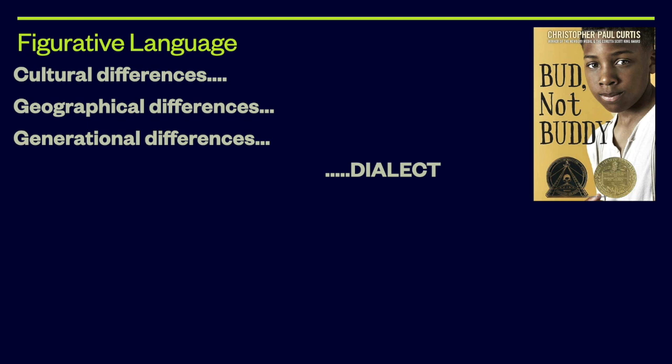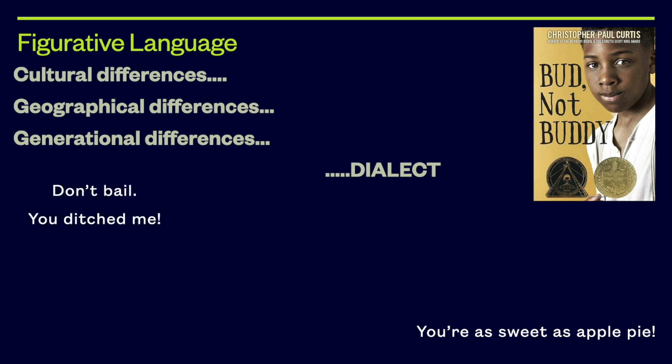And then maybe you can kind of just start paying attention to, if this person talks like this, where are they from? If this person talks like this, what does that tell me about them? Why would the author choose to have this person talk like that, right? So you might say something like, oh, you're as sweet as apple pie.